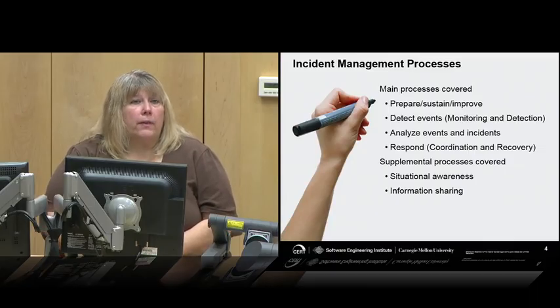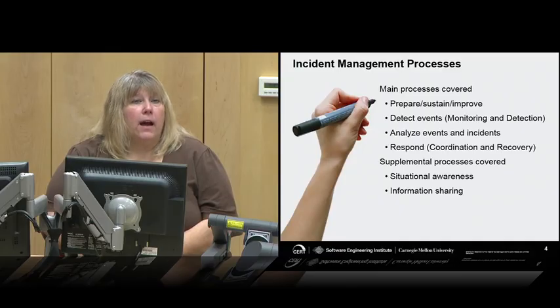Another main process is analyze events and incidents. So really trying to answer the questions who, what, where, when, why, and how. And there are various techniques and methods that are used to perform those analysis activities.